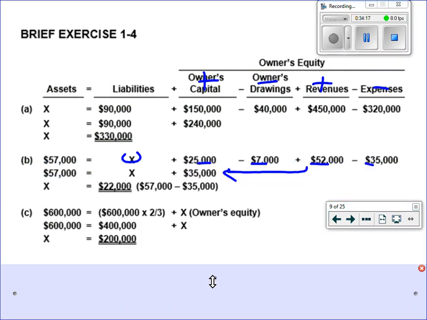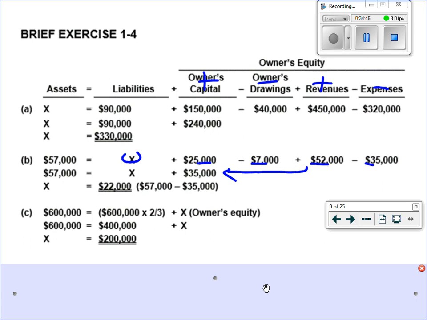So with this brief exercise 1-4, my answer keys may be a little bit weird compared to yours, but in the first one they're looking for X, or they're looking for what are the assets with all these liabilities and fluctuations in owner's equity. When you add some capital, when you take out money, when you bring money in through revenue, and when you take money out for expenses. It's just impacting ALLO, but at more of an advanced level.